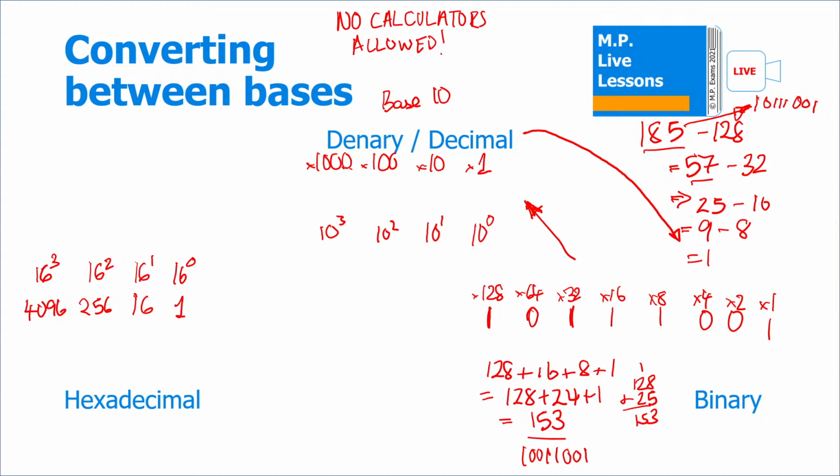For example, you will have digits from 0 to F, and just a reminder that A, B, C, D, E, and F are just extensions of these numbers. So A would be 10, B would be 11, C would be 12, D would be 13, E would be 14, and F would be 15.